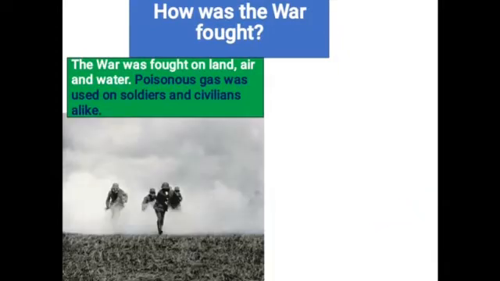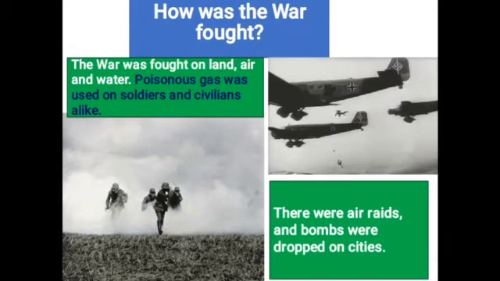How was the war fought? The war was fought on land, air and water. Poisonous gas was used on soldiers and civilians alike. During the fight, nobody was spared. It didn't matter who he was, an innocent, a soldier or a common man. Whoever was in front of the enemy soldier was killed. There was no mercy left.